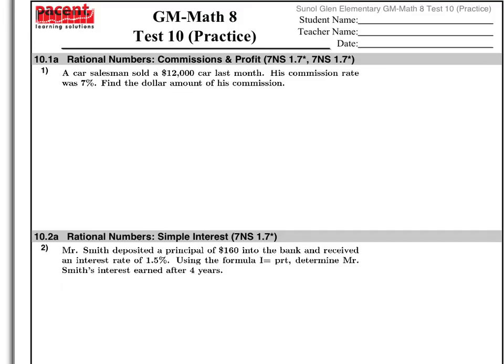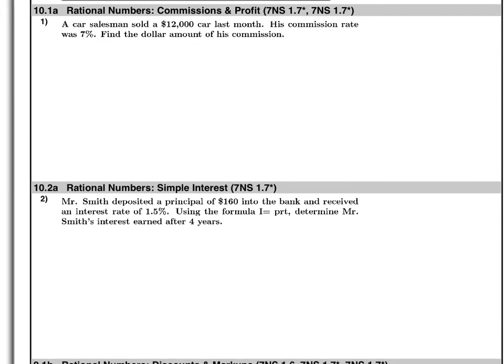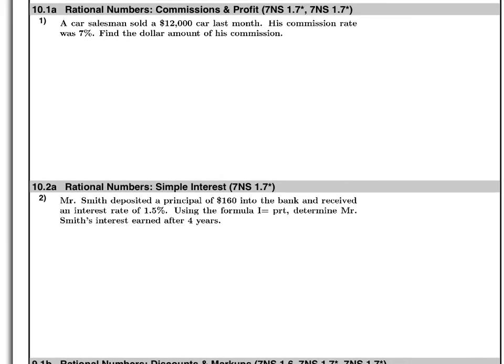Okay, so we're moving on to practice test 10, and the first problem is a commissions and profit problem, which is our newest concept. Pretty much problems 1 and 2 are our newest concepts, and the rest is just repeat. It's the same types of problems that we've been doing in the past. So let's take a look at number 1.